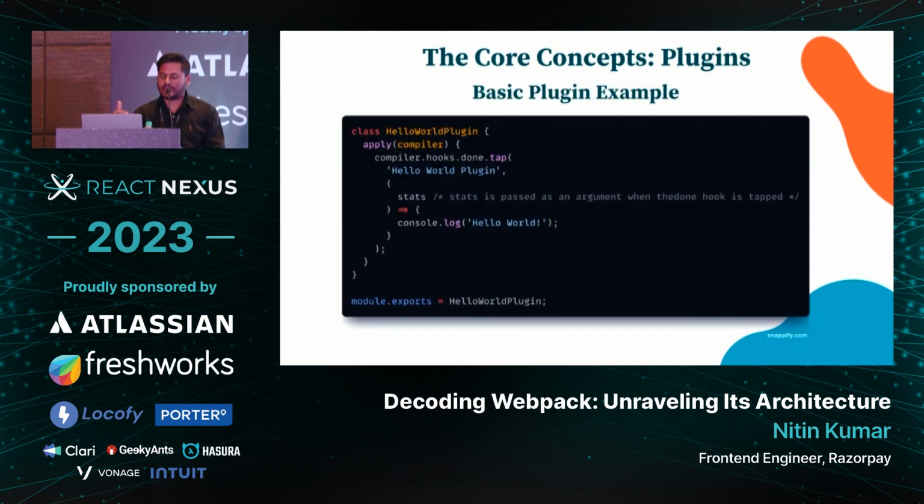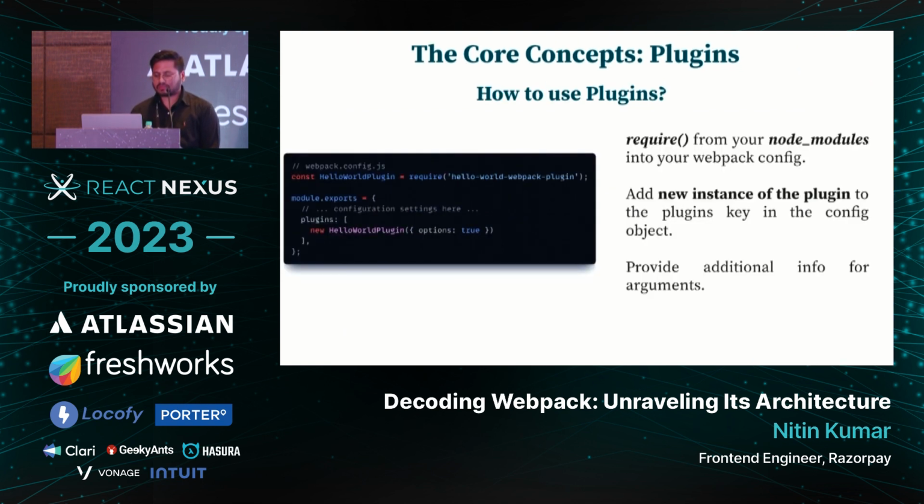This is an example of a plugin. You define a class, and you define an apply method on it. It accepts a compiler argument, and through the compiler, you can tap into different hooks. This plugin just prints hello world when the compilation is done. So how do we use plugins? To use plugins, you just require it from your node modules and add a new instance of the plugin to the plugins array of your configuration. You can also pass additional arguments to the plugin if required.